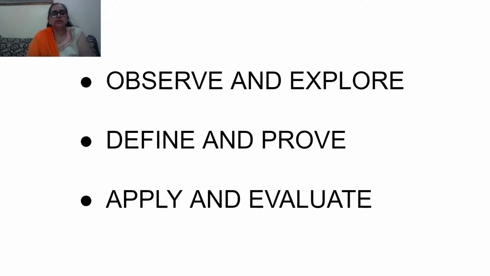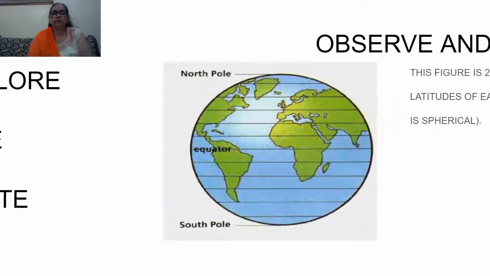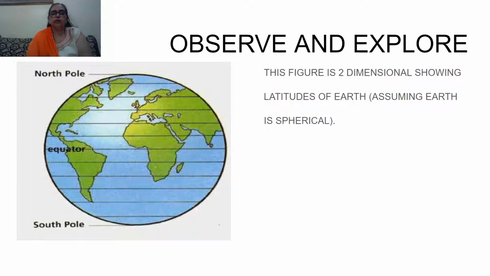This presentation is based on 3 steps: observe and explore, define and prove, and apply and evaluate. Observe the figure. You can see that this figure shows the equator, North Pole and South Pole, and the horizontal line shows the latitude of the Earth. This figure is 2-dimensional, assuming Earth is spherical.